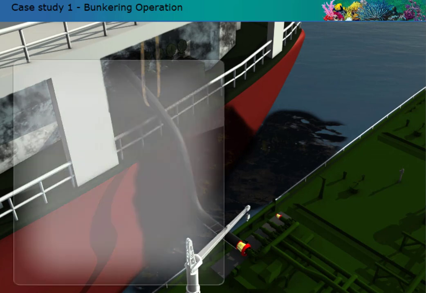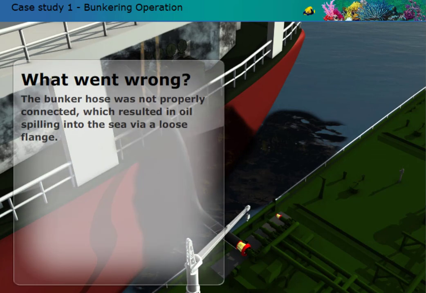What went wrong? The bunker hose was not properly connected, which resulted in oil spilling into the sea via a loose flange.